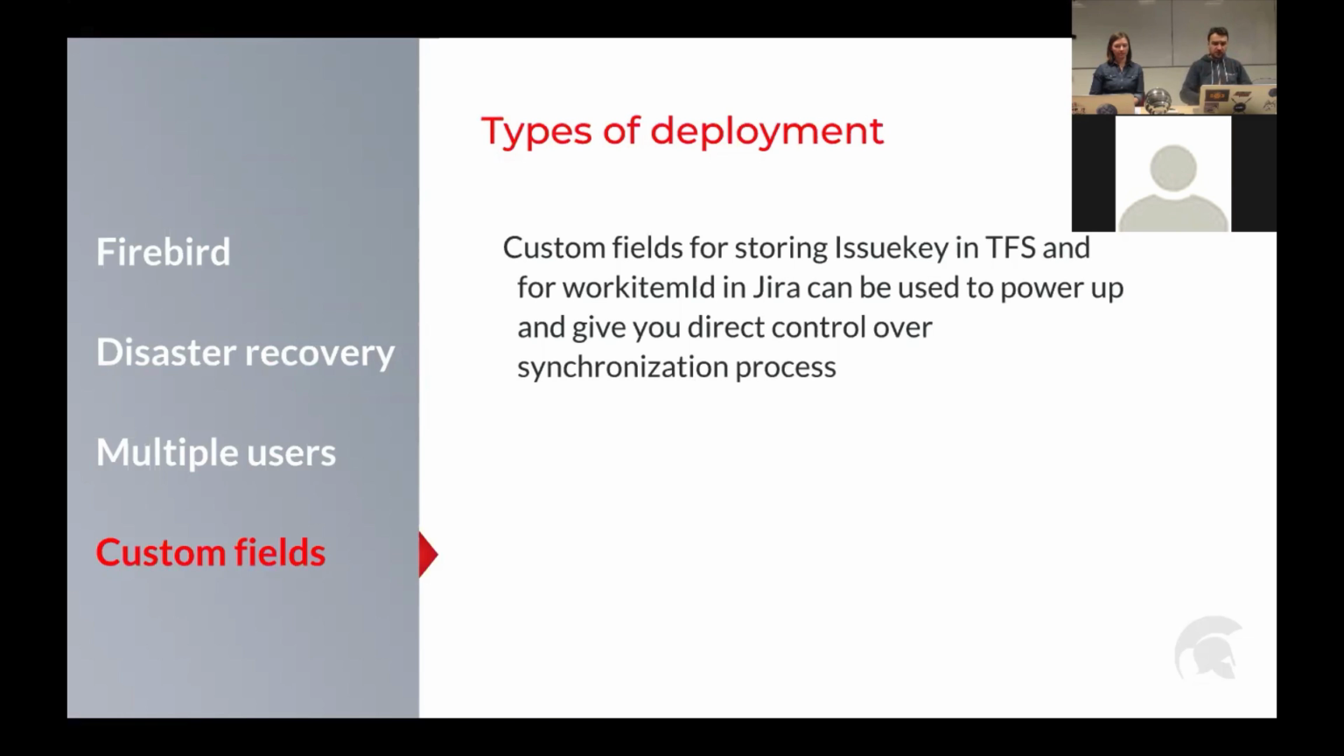Why is this important? If you're using custom fields and not history on the TFS side, you have full control over the process. At any given moment, you can unlink those two artifacts, the issue from Jira and the work item from TFS, by just clearing up those custom fields. And also, you can link artificially one issue to another work item. Like here, you really have control over the flow of what's going on.